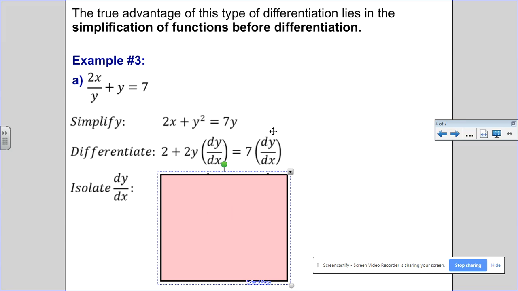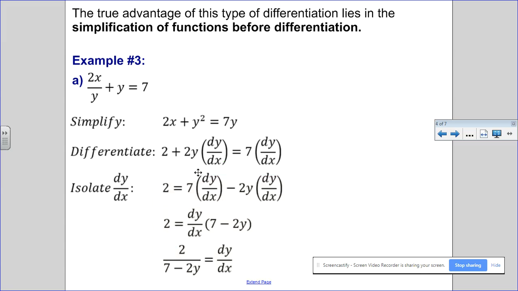The next part is we have to isolate. So we have to get these dy over dx's on the same side. So what I'm going to do is subtract 2y dy over dx and move it to the other side. So I end up with this, and then I'm going to take out my GCF, which is dy over dx, leaving me with 7 minus 2y. Then I can divide both sides by 7 minus 2y. My dy over dx is completely isolated, and I have 2 over 7 minus 2y as my answer.